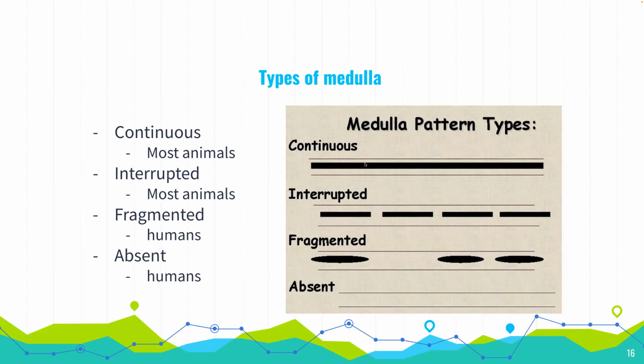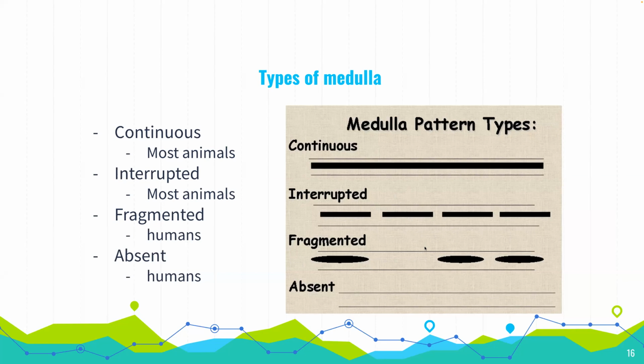All right, so types of medulla. Just like the cuticle, the medulla has different types. We have continuous, interrupted, fragmented, and absent. Continuous is basically just one long thick line, so as you can see, it goes all over there. Then there's interrupted, which looks like your average dashed line. As you can see over here, it's interrupted. Fragmented is little bits of the medulla, definitely not as consistent as the interrupted, and absent is generally just not there.